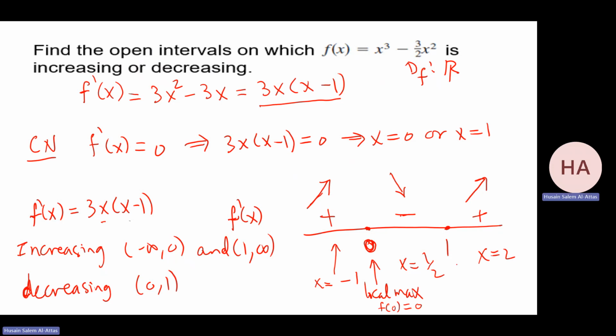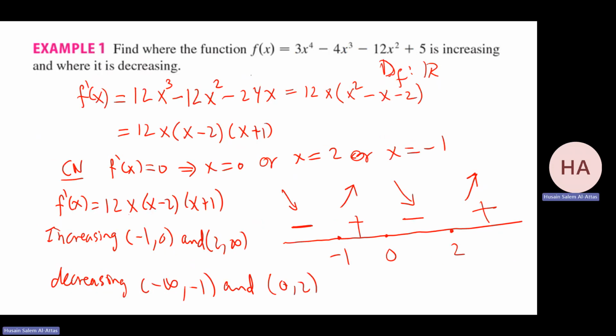And here I have a local minimum, where I have f of 1 equal to what? 1 minus 3 over 2, which is minus half. I have a local minimum of minus half at x equal 1. I have a local maximum 0 at x equals 0.